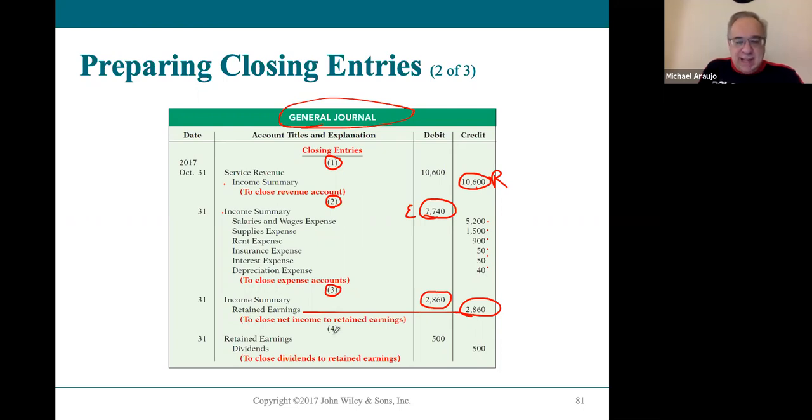And the last thing they do to close is to balance out the dividends account. Dividends is sitting with the debit side balance. So you credit dividends to bring that account to zero. The debit gets moved over to retained earnings. On the debit side, that shrinks retained earnings, which is exactly what we do on the retained earnings statement. We add the net income, subtract out the dividends. That's exactly what it looks like in the journal.